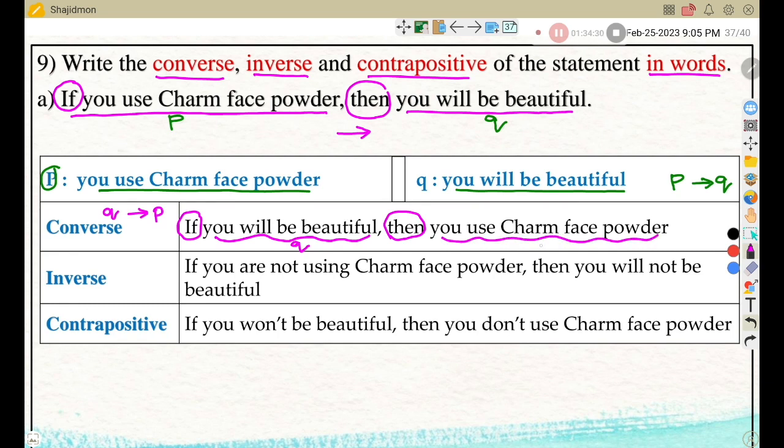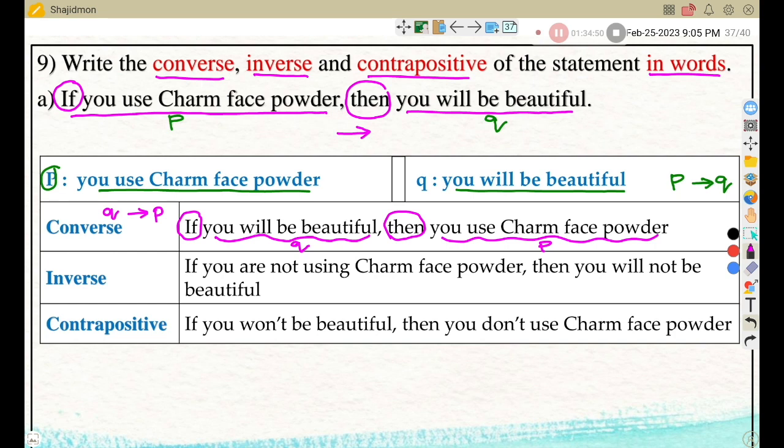Then you need to write the P statement. Q gives P, that is the converse. So if you will be beautiful, then you use charm face powder. Here, concentrate more on this expression. More than the grammar, concentrate on the expression here. You can write in good grammar also, they are all logically equivalent.